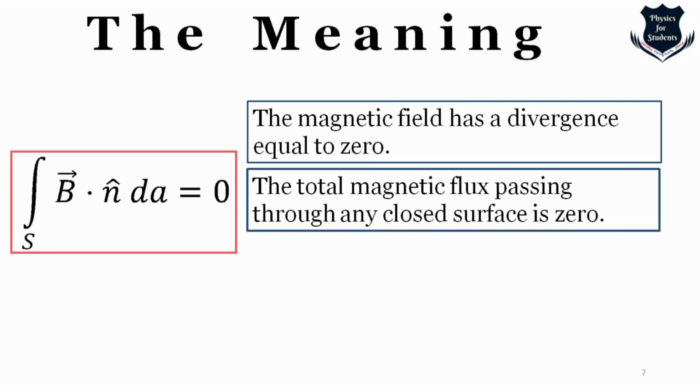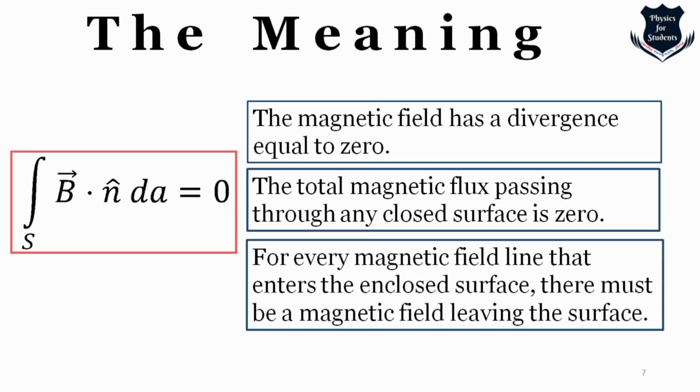Just a kind note that this does not mean that 0 magnetic field lines penetrate the surface. It means that for every magnetic field line that enters the volume enclosed by the surface, there must be a magnetic field line also leaving that volume, right? So the inward negative magnetic flux must be exactly balanced by the outward positive magnetic flux. These are a few of the points. The magnetic field has 0 divergence. The total magnetic flux passing through the closed surface is 0. For every magnetic field line that enters the closed surface, there must be a line which is going out of the surface. This is the overall meaning of the left hand side part of the equation.